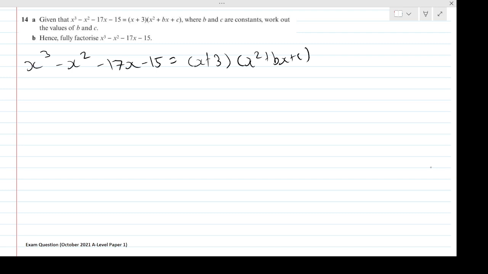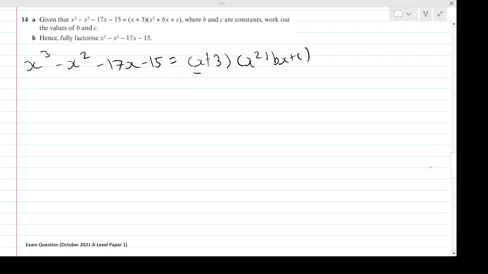Well, again, we have brackets here, so it's probably best to expand it. Because then I'll probably get this cubic, this polynomial term if I expand it, and that will allow me to see what the values of b and c are by looking at the coefficients. Okay, so we can expand this then, going back to our last chapter.